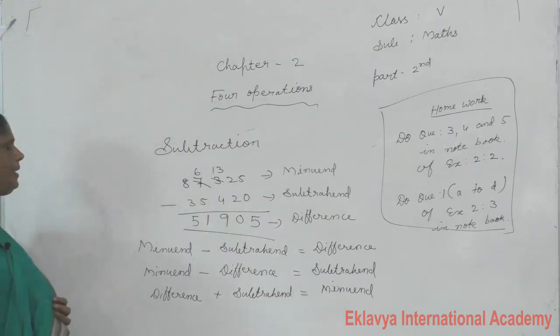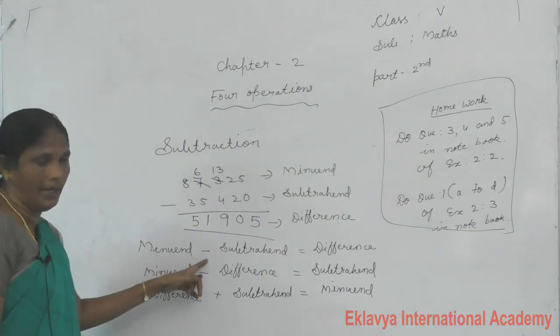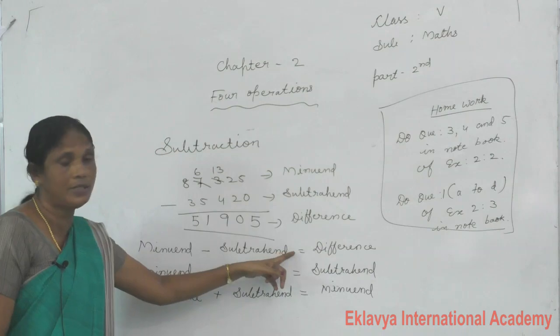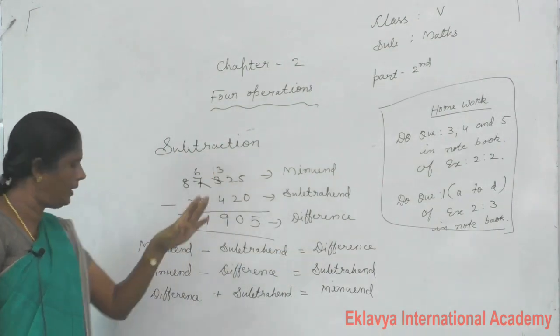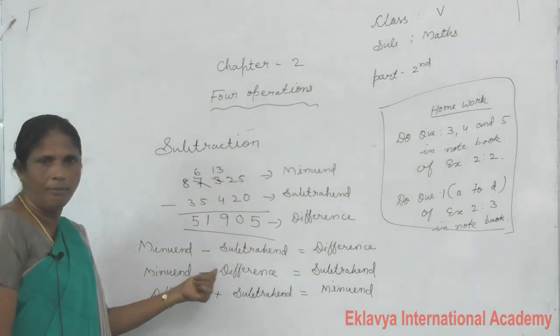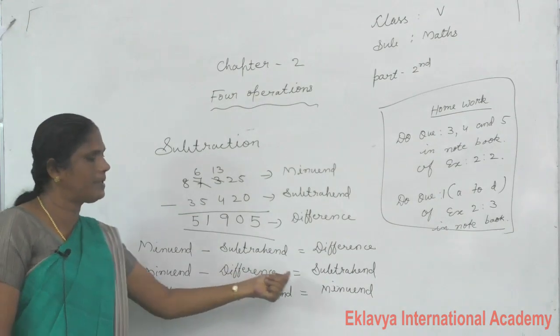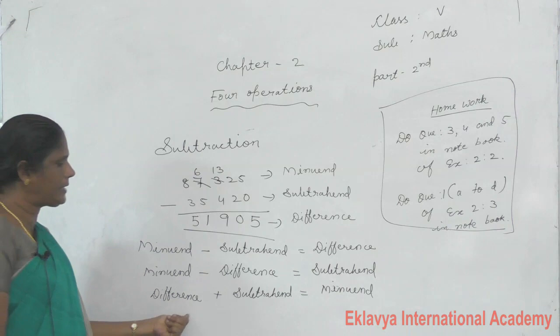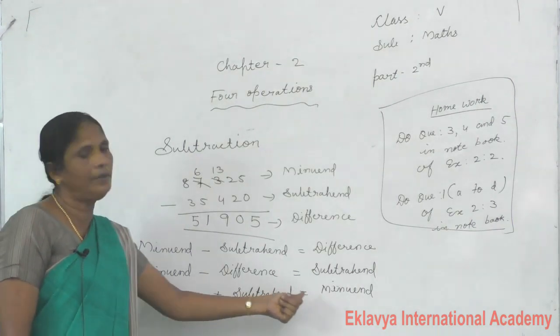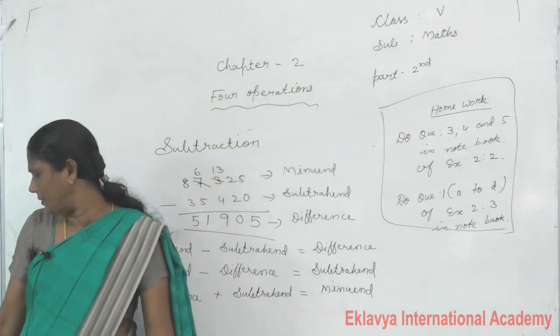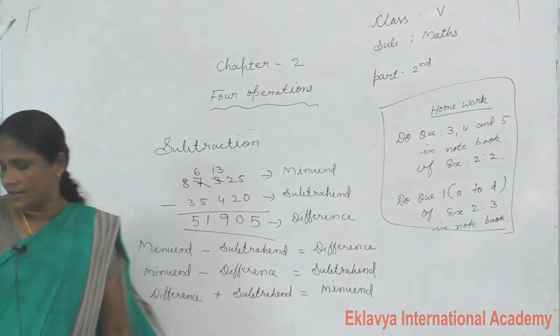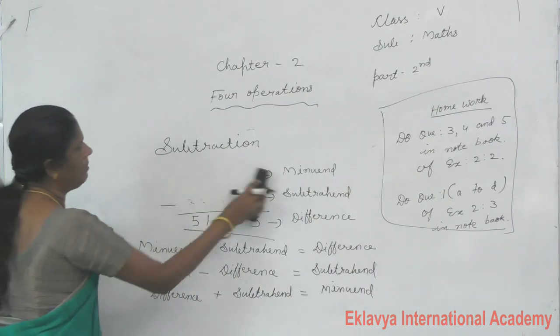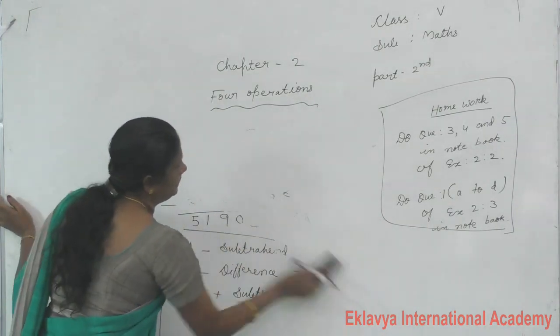Again repeat this: minuend minus subtrahend is equal to difference. Then minuend minus difference is equal to subtrahend. Then difference plus subtrahend is equal to minuend. Then subtract. For example, listen.